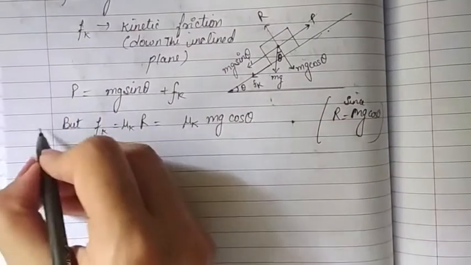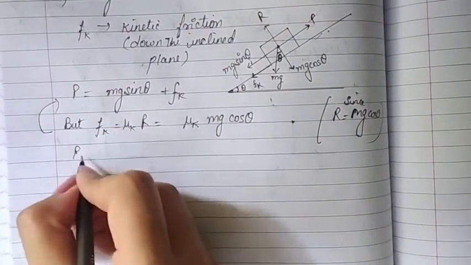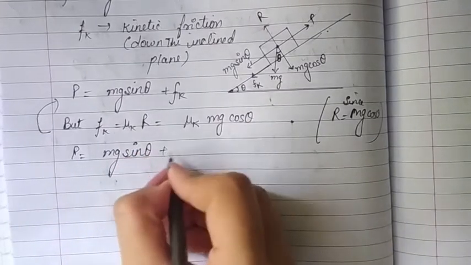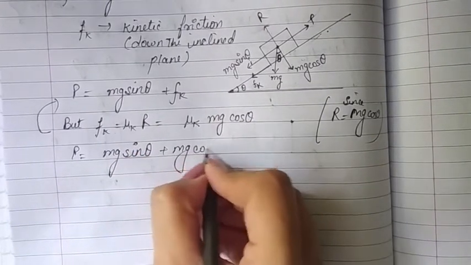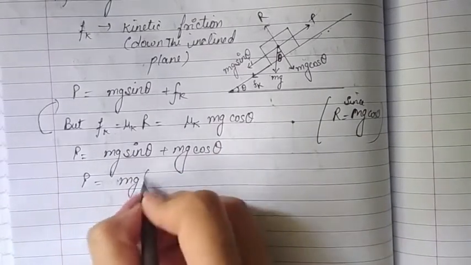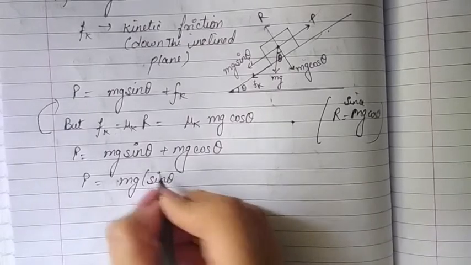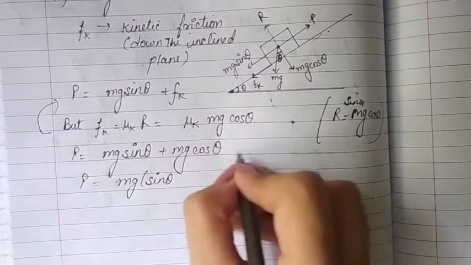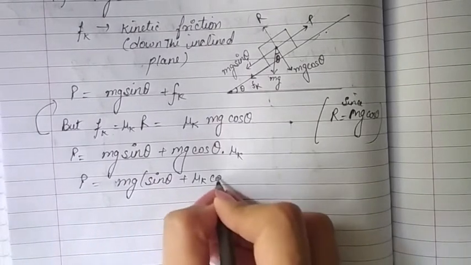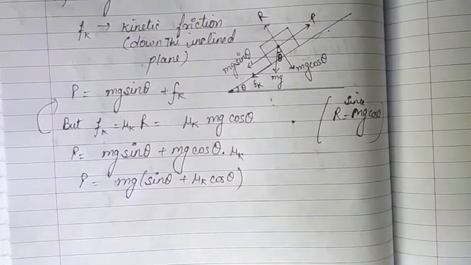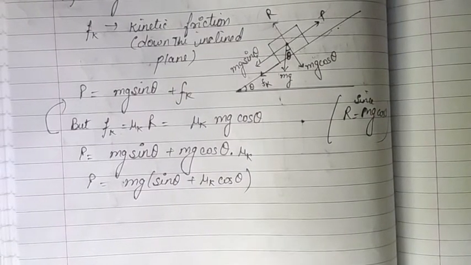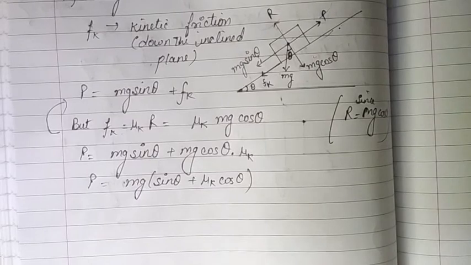So if we put this value in P, we get P is equal to mg sine theta plus mu k mg cos theta, and we can take mg common: mg times sine theta plus mu k cos theta. So sine theta plus mu k cos theta is the required value of P. So the force we need is P and its value is mg times sine theta plus mu k cos theta.